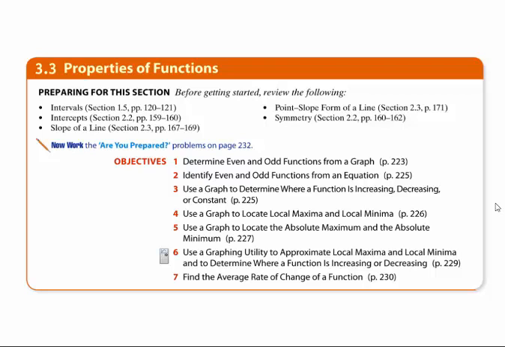And so the objectives for 3.3: we're going to determine even and odd functions from a graph. We're going to identify even and odd functions from an equation. We're going to use a graph to determine where a function is increasing, decreasing, or constant. We're also going to use a graph to locate local maxima and local minima. We're also going to use a graph to locate absolute max and absolute min. And then we're going to skip number 6 and go to number 7, which is find the average rate of change of a function.